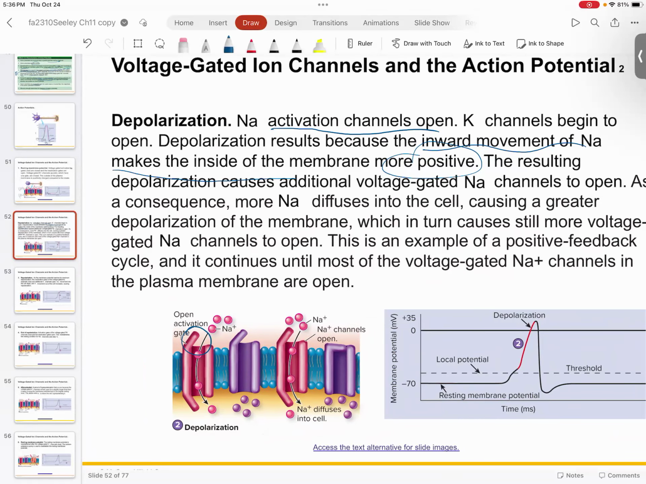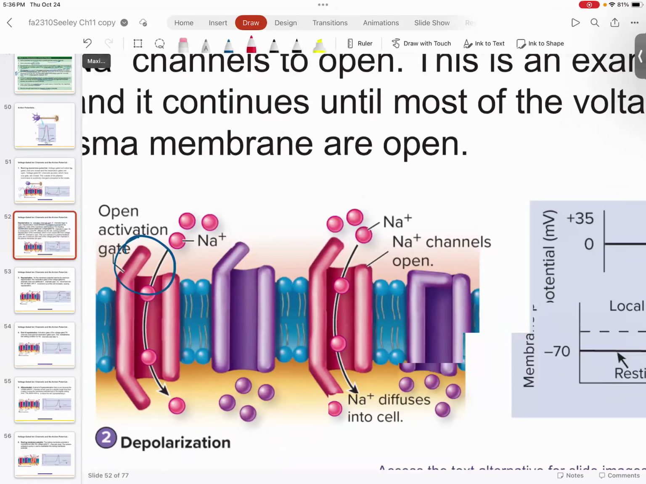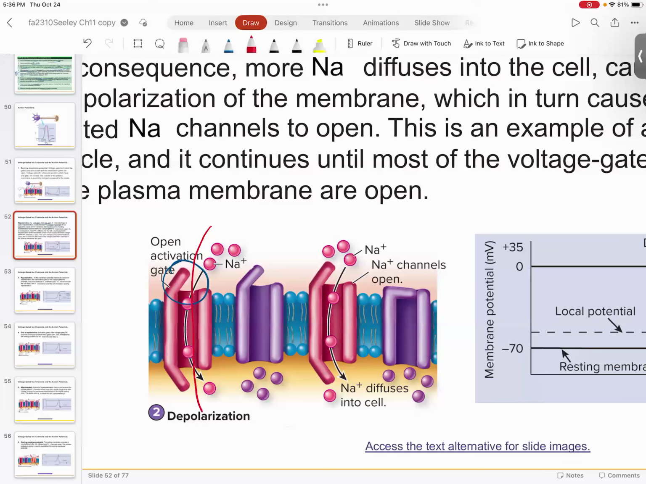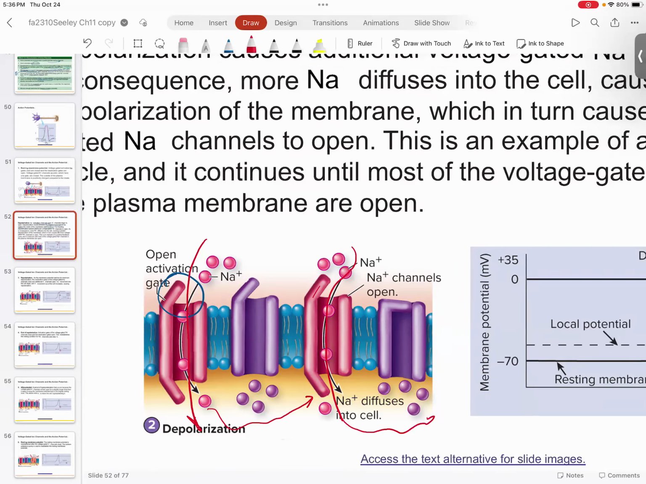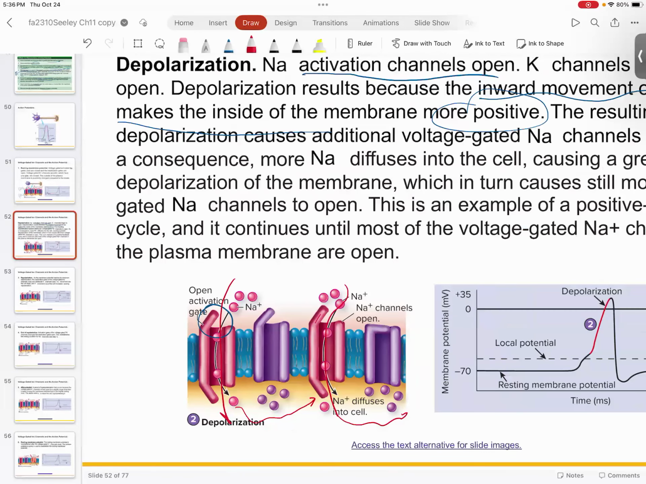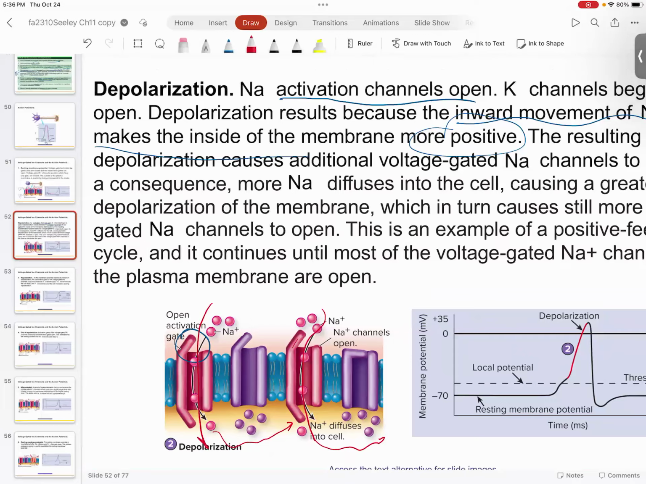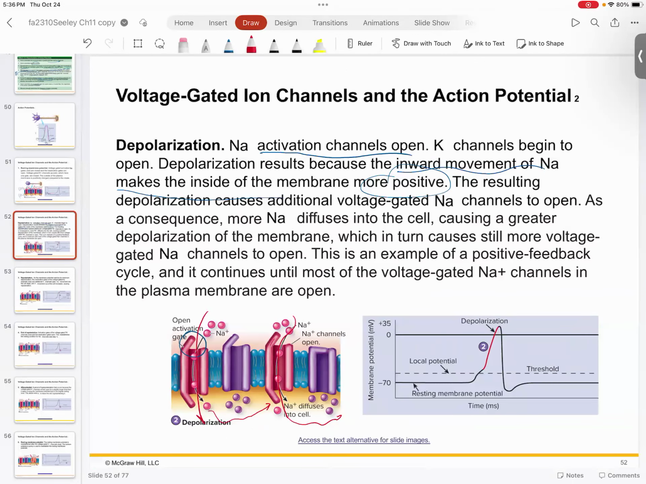So the inrush initially of this first batch of sodium will cause a voltage change. It will be sensed by the adjacent voltage channel, which will open up and then allow sodium to rush in again. And this sodium will trigger the next voltage channel and so forth. And that's how you kind of get it propagating. And that happens until all of the voltage gated channels open up. And that's your depolarization event.